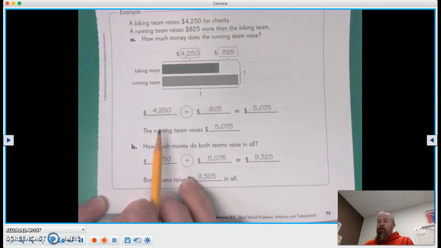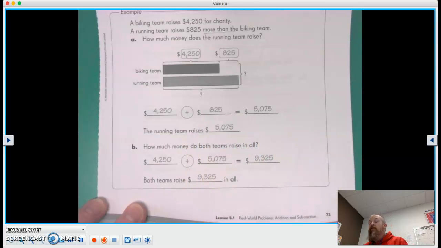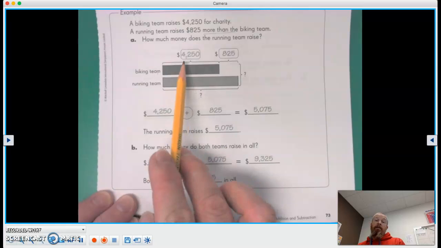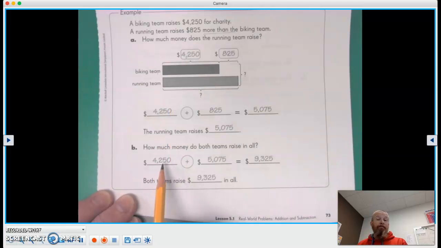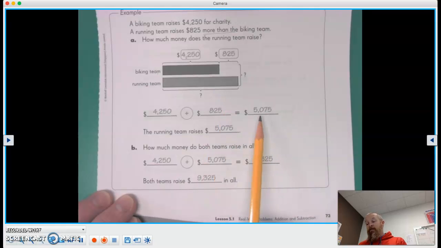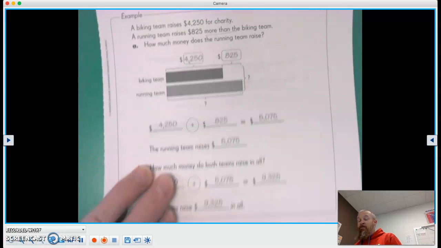So we look at that. We take our 4,250, we add 825, we get 5,075. So that's how much the running team raises. Now the next part of the question is how much money do both teams raise in all? Again, we already know how much the biking team raises, 4,250. Now we figured out how much the running team raised, 5,075. If we add those two together, we come up with 9,325.